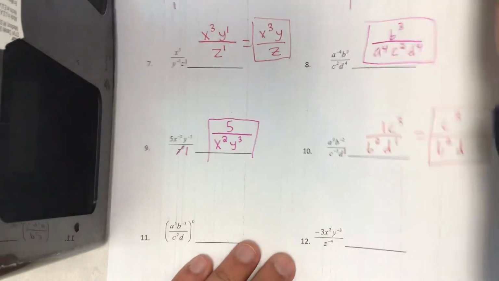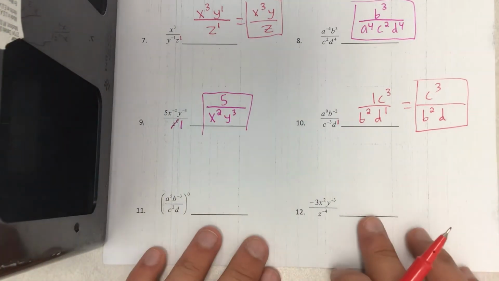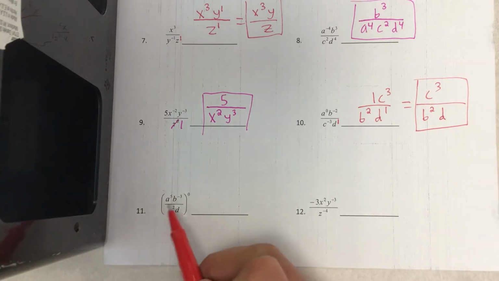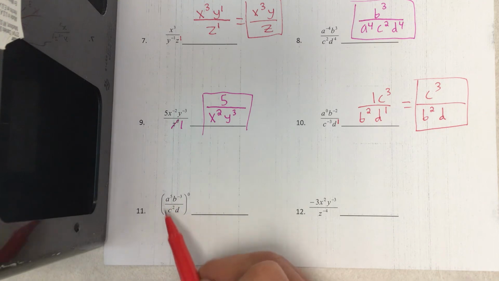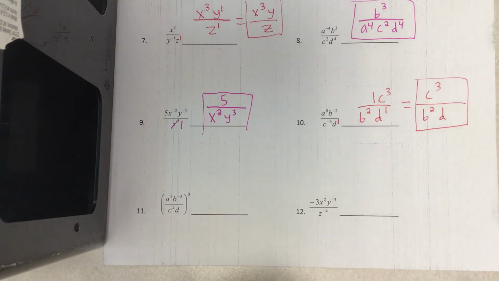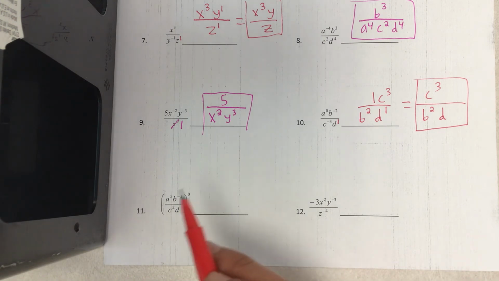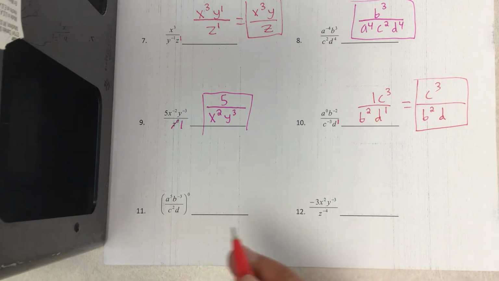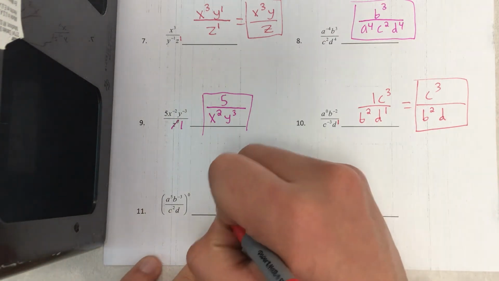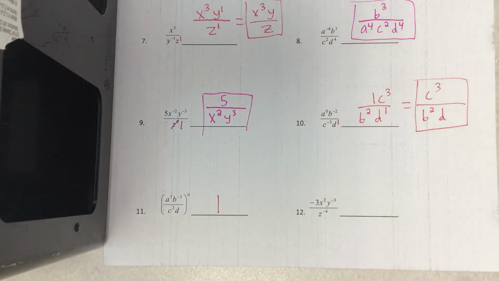Number 11. Okay, so number 11, okay, I have a to the 5th, b to the negative 3rd over c squared to the d, all raised to the 0 power. Okay, so remember, this was like what we learned a couple of days ago. Anything to the 0 power, right? If it's all to the 0 power, the answer is just 1. Okay, no tricks, no nothing. If everything is to the 0 power, your answer is 1. Okay, easy.